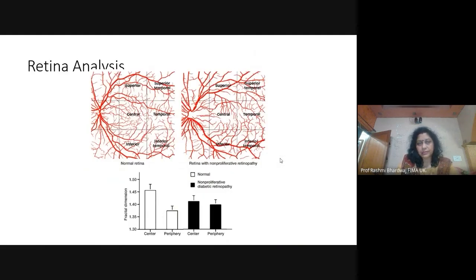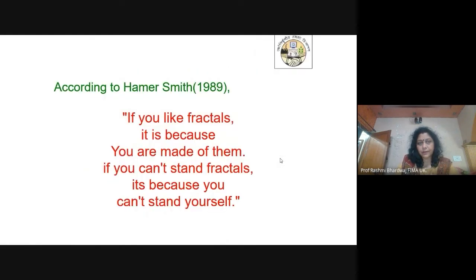In our retina analysis, this is a very beautiful quote by Hammersmith in 1989. If you like fractals, it is because you are made of them. If you can't stand fractals, it's because you can't stand yourself. And that is true also, because our body is completely fractal in nature. And if we are able to predict or find out a particular disease at a particular time, then we are easily able to cure it. Otherwise, it shows a complex nature.